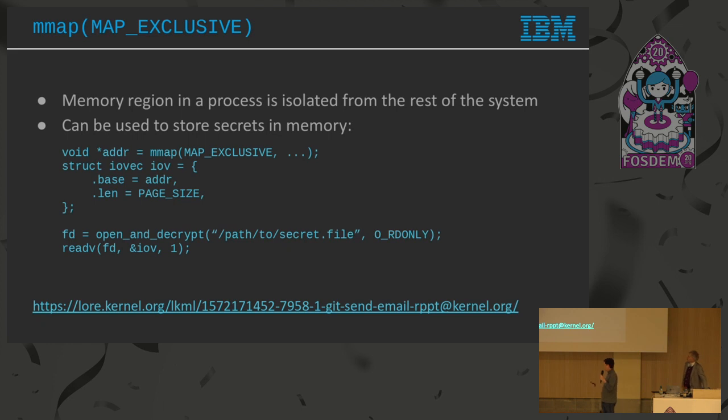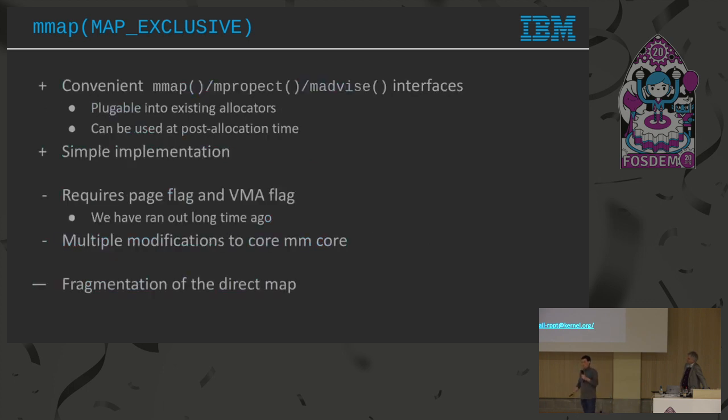For instance, for storing a secret, this may be used in a way described here. We create a mapping with particular flags. We open a secret file and then read its contents into that mapping. The patches are here if anybody is interested. There was a long discussion about this approach, about using a memory map with some flag. The outcome is more or less summarized here. The pros were that it was relatively simple. At least our submission was about 200 lines of difference. It can be easily plugged into existing user space allocators, and it can be easily plugged into existing applications with madvise, mprotect, and such.